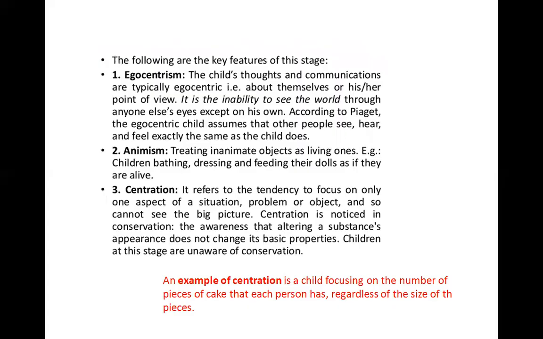So here are the key features: egocentrism, animism, centration. Egocentrism means here they cannot see the world through anyone else's eyes. An egocentric child assumes that other people also see, hear and feel exactly as they feel. Whatever feels good to them, however they hear things, they think the whole world feels the same.